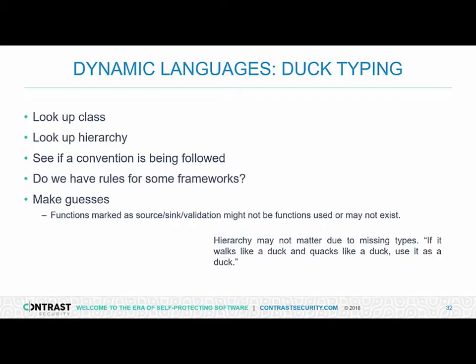And when you do duck typing, you need to have a lot of rules for those frameworks, assuming that you were able to pick up on the convention. And the problem is that these rules are frequently a realm of guesses. So are we able to go in and figure out if the source and sink is actually there, because the code might not actually be there?